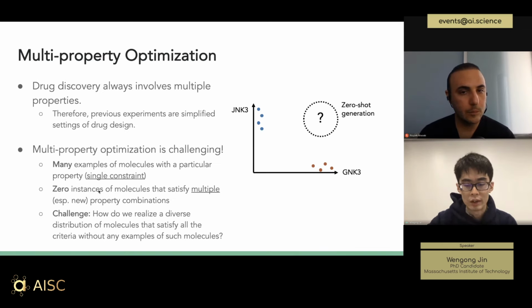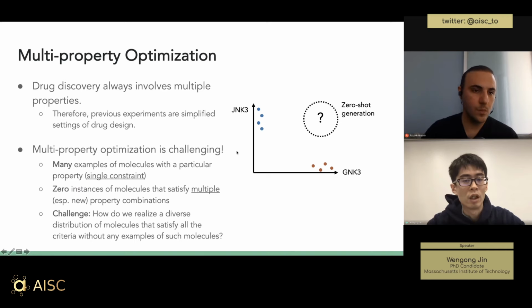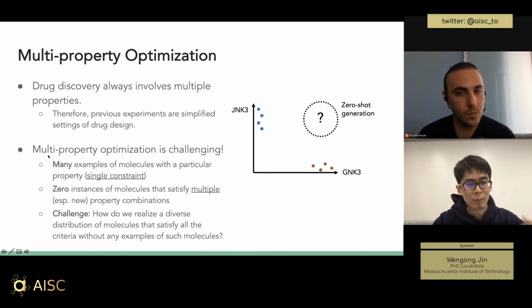So this brings us opportunities to utilize these motifs for multi-property optimization. You know, drug discovery always involves multiple properties. Therefore, the previous experiments on de novo molecule optimization are only simplified settings for drug design. And multi-property optimization is really challenging.